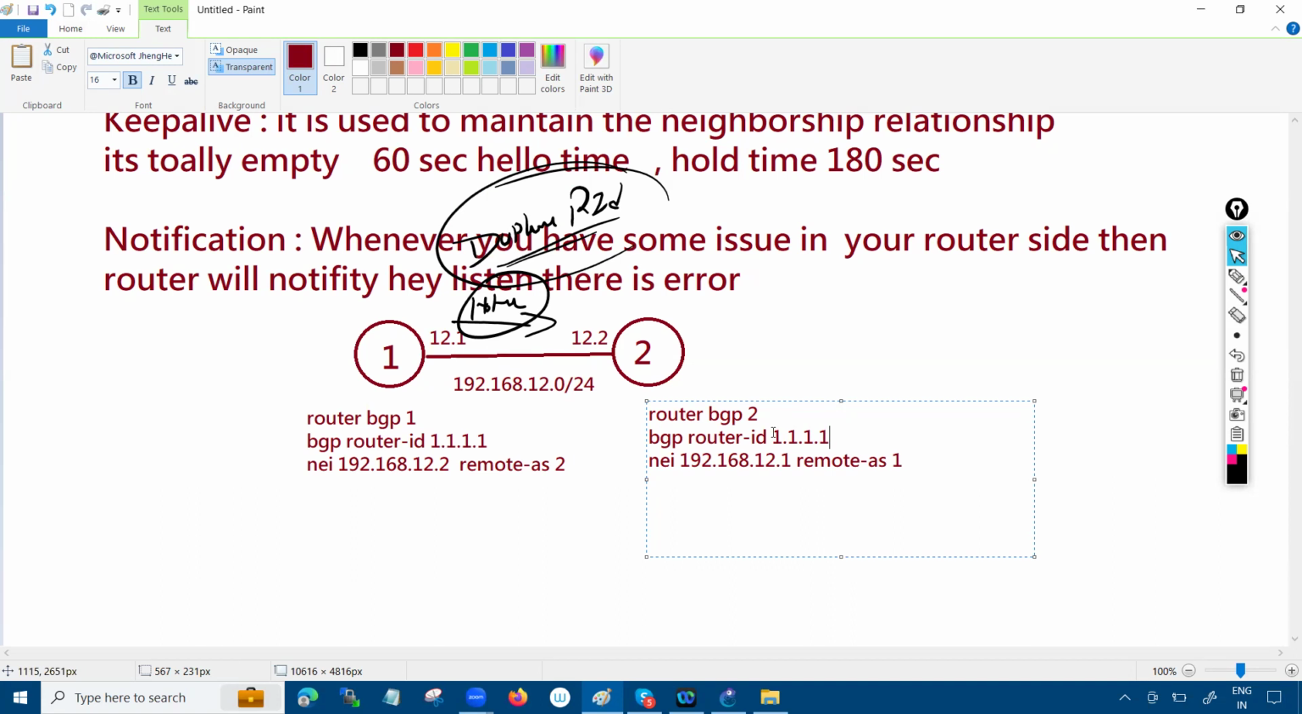Even forgetting the duplicate router ID, take an example where you have a correct router ID, but the remote AS is defined as 3. When router 2 sends the open packet, try to understand, in this open packet it puts: hey, remote AS will be 3. But router 1 is configured with the local AS number 1. In that case also, the router will generate the notification packet and say, hey, peer in the wrong AS.